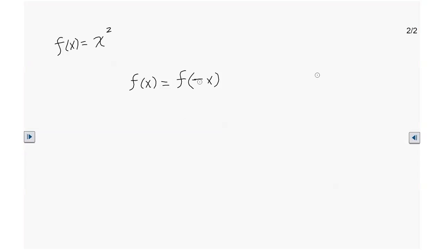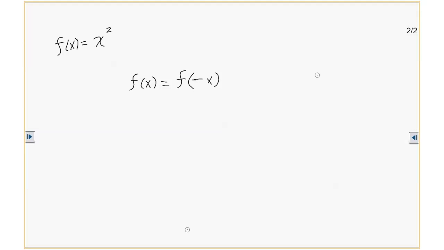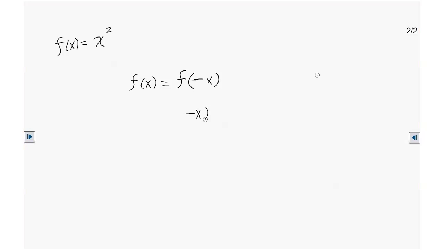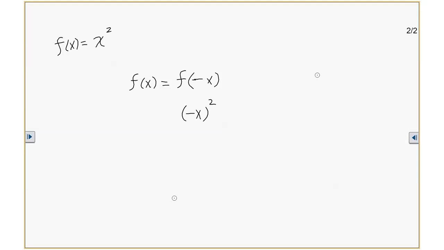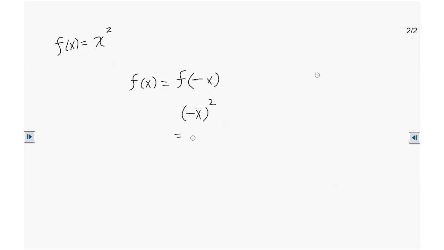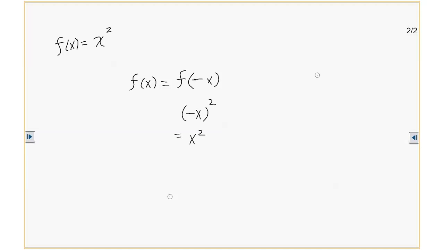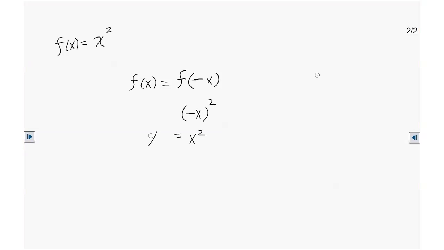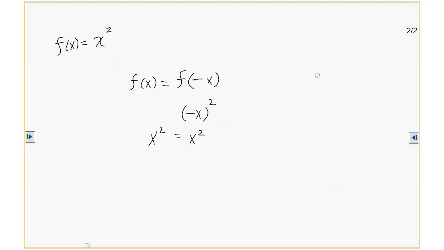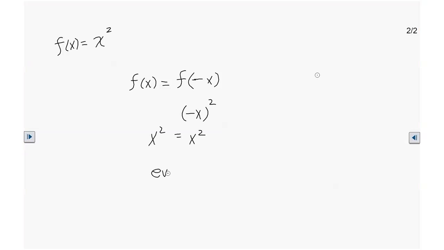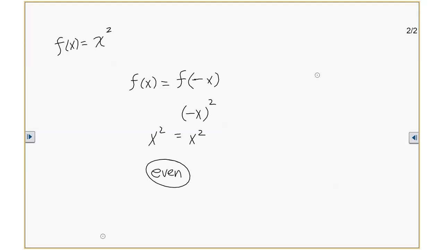f of negative x. So if I plug in a negative x in for x, and I square it, what am I going to get? I'm going to get x squared. Okay? And x squared is equal to x squared. So in this case, I get an even function. And that means that it is symmetrical around the y-axis.